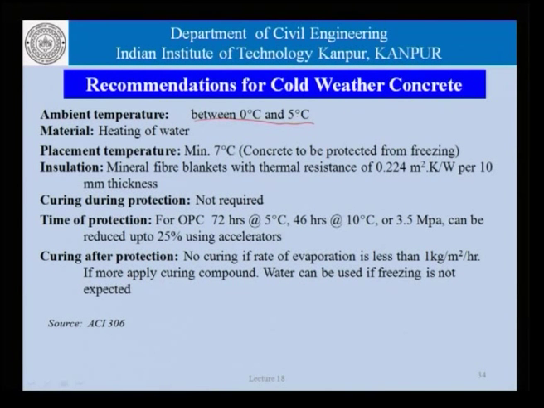We can relate that to the use of accelerators, and as far as curing after protection is concerned, we do not need to do anything special if the rate of evaporation is less than a kg per square meter per hour, but if it is more, we could always use a curing compound.